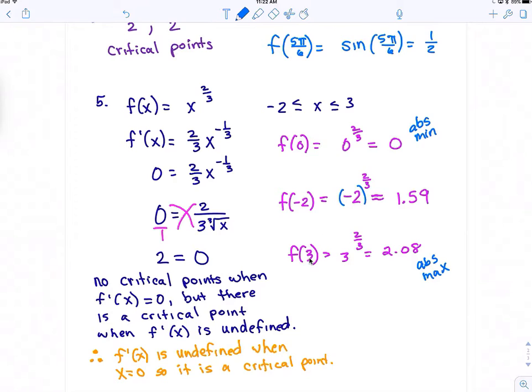So what we learn in this one is that sometimes we don't get a critical point when the first derivative is equal to 0, but then we need to check to see if the first derivative may be undefined at a value of x. If that's the case, then that will be a critical point.